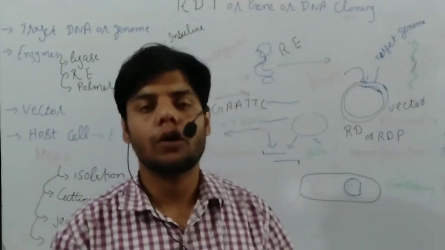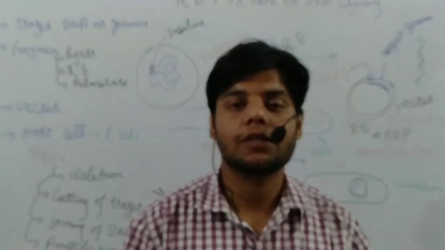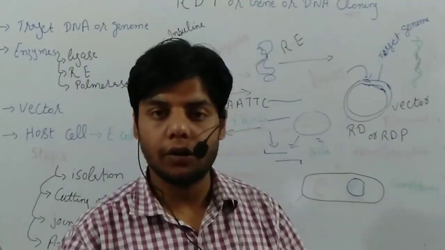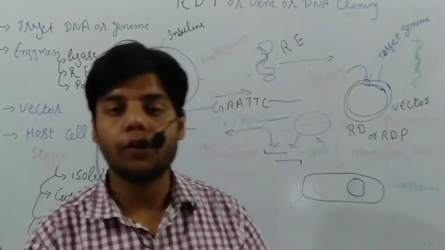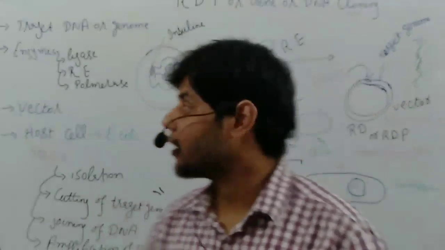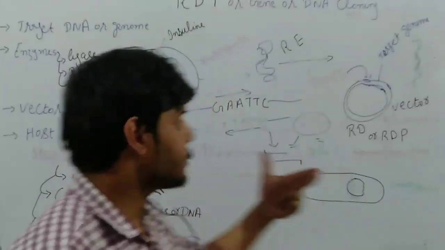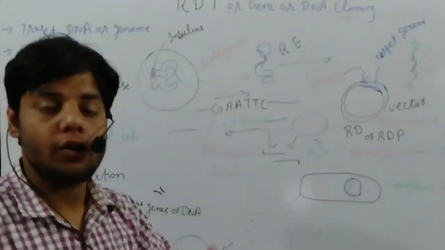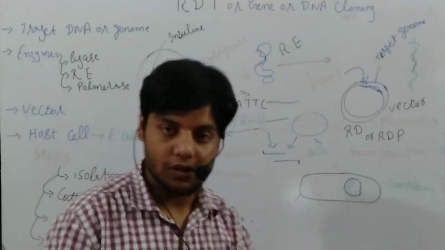Today in this video lecture we are going to talk about vectors. In the previous video lecture, if you guys remember, we talked about recombinant DNA technology, the big picture, the overview, the summary, the concept of recombinant DNA technology. We talked about gene cloning, DNA cloning, as well as what we actually need in recombinant DNA technology. We also talked about the steps of recombinant DNA technology in detail.